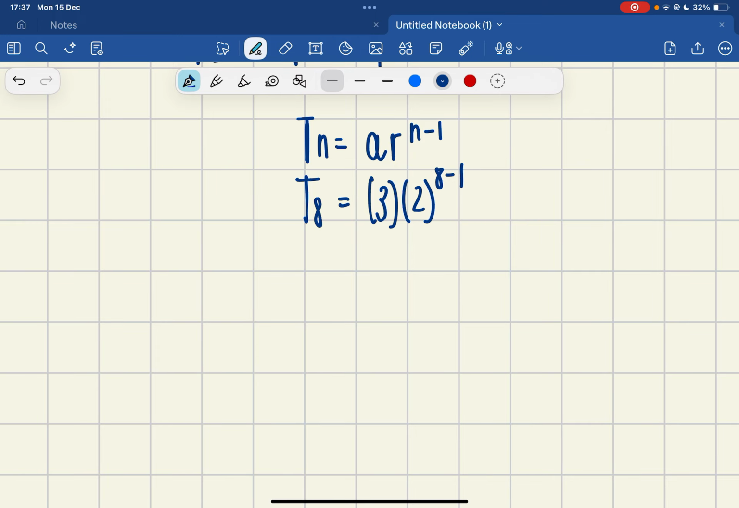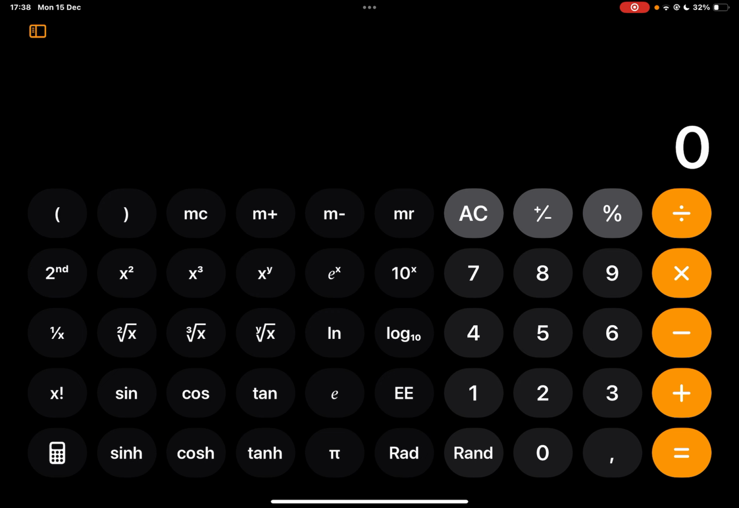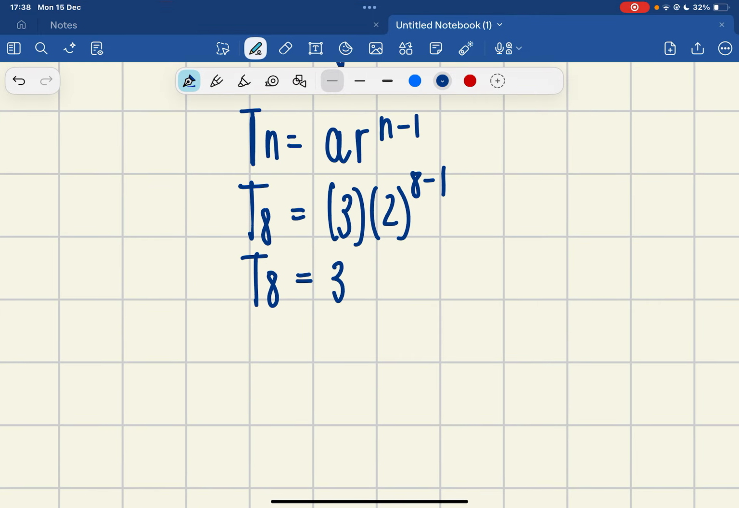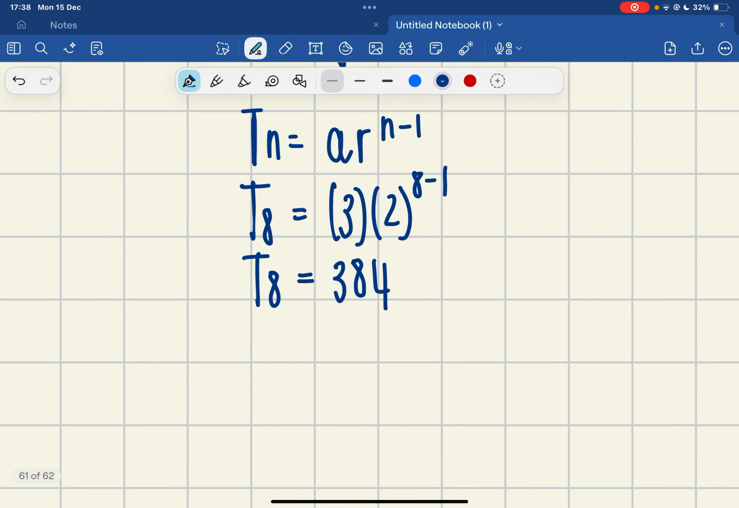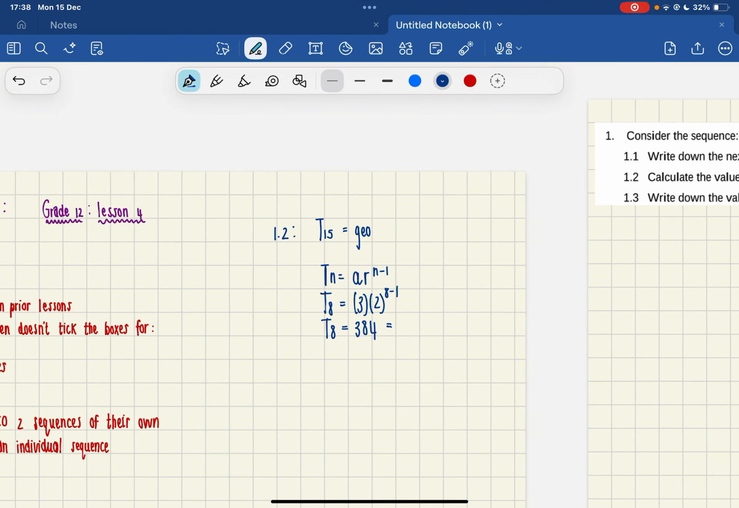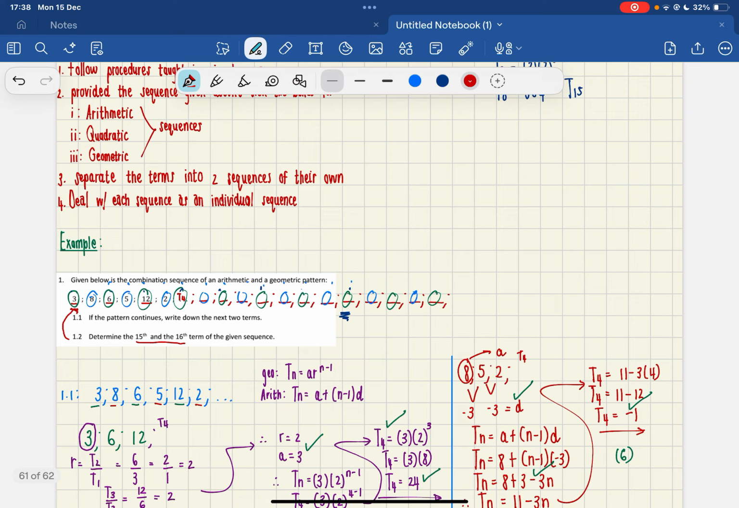So it would be 8 minus 1. T8 is equal to 2 to the power of 7 times 3. 2 to the power of 7 is equal to 128, multiplied by 3. That's 384. Okay. And this is equal to, in the original sequence, T15. Then we go again. They wanted the 15th and 16th terms.